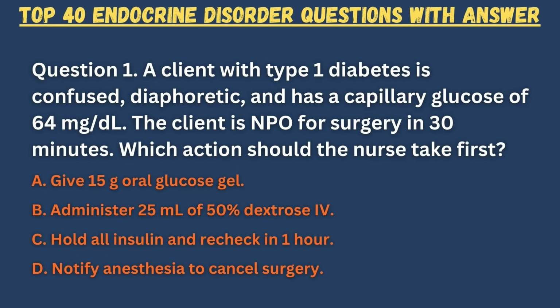Question 1. A client with type 1 diabetes is confused, diaphoretic, and has a capillary glucose of 64 milligrams per deciliter. The client is NPO for surgery in 30 minutes. Which action should the nurse take first?